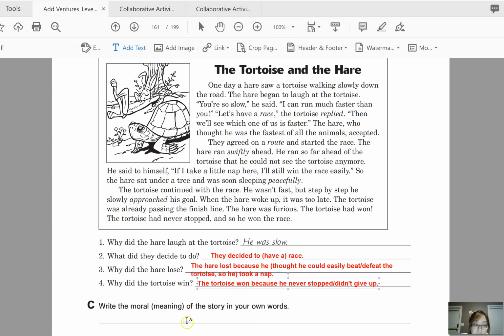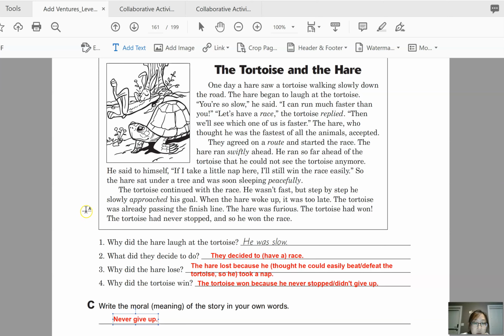Okay, and you could also include that here for the answer to letter C. You could say the meaning of the story is, or you can just say, never give up. Okay, never give up. Or you might say, keep trying and don't give up.